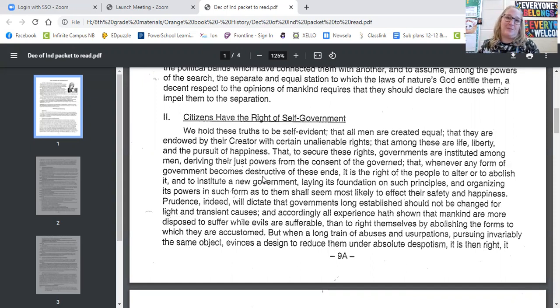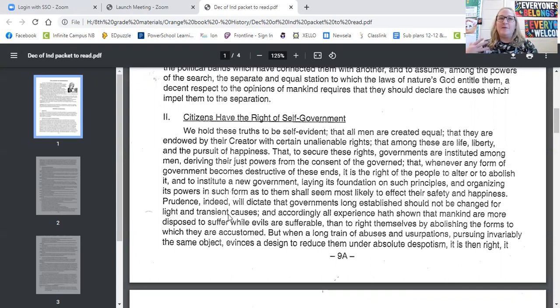So again, in the breakup scenario, this is, I want to break up with you and I want to go find somebody else. Okay, stop highlighting that. It says, laying its foundation on such principles and organizing its powers in such form as to them shall seem most likely to affect their safety and happiness. Prudence indeed will dictate that governments long established should not be changed for light and transient causes. Underline light and transient causes.